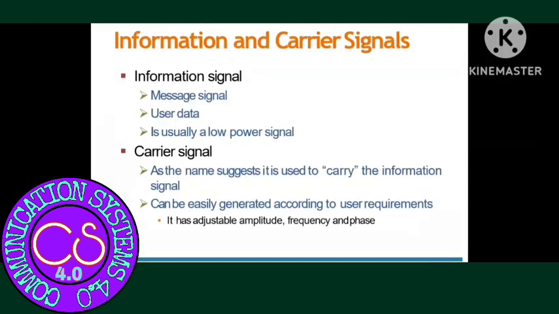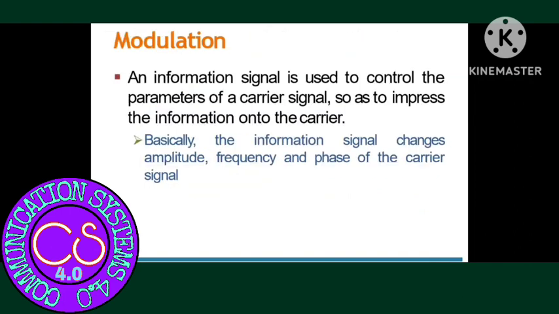So the carrier signal is used to carry the information and can easily be generated to the user requirement, and some of the input came from your students: sir, it is a high frequency signal. And on the other hand, one student said that actually, sir, we are going to modulate the information signal with the help of the carrier signal. So the information signal is used to control the parameters of the carrier signal so as to impress the information onto the carrier. Basically, the information signal changes the amplitude, frequency, and phase of the carrier signal.